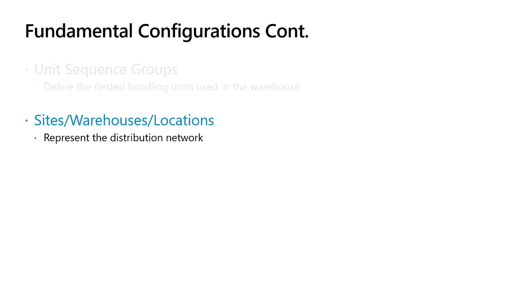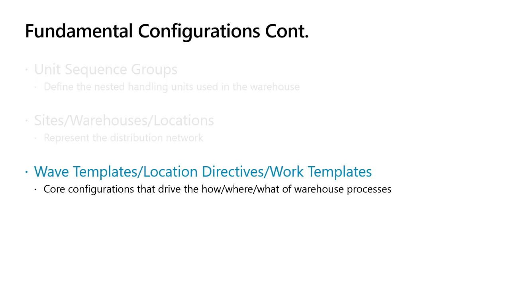Our sites, warehouses, and locations that we set up represent our distribution network. And I'll explain that a little bit more. We've got a graphic on that. And then our wave templates, location directives, and work templates are our three core configurations that drive what we call the how, where, what of the warehouse processes.